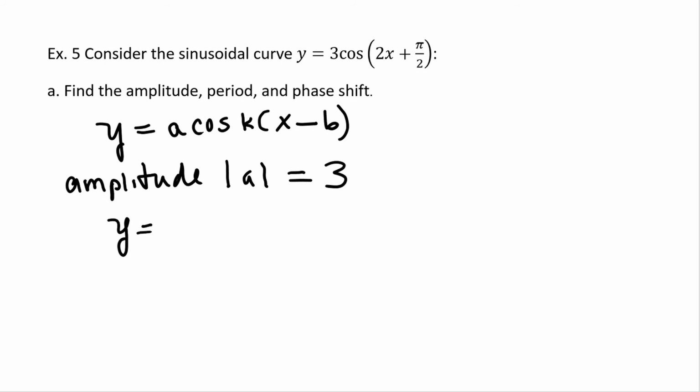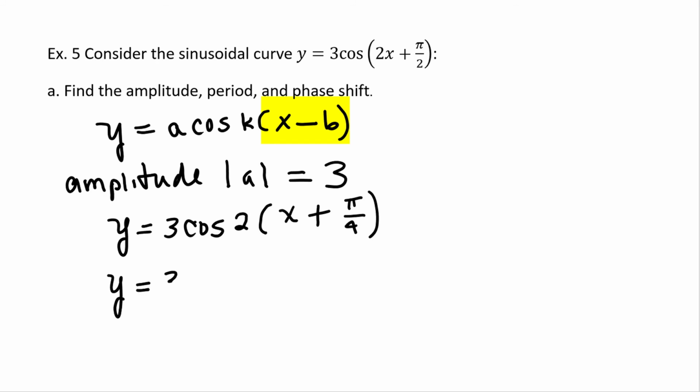So I'll have y equals 3 times the cosine of, then factor out the 2 from the argument. So I'll have 2 times, factor out means divide, 2x divided by 2 is x, and then plus pi over 2 divided by 2 is actually pi over 4. And let's do one more thing. The standard form has x minus b, so we'll write this as y equals 3 times the cosine of 2, x minus negative pi over 4.